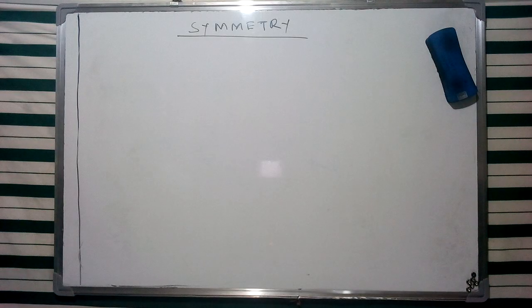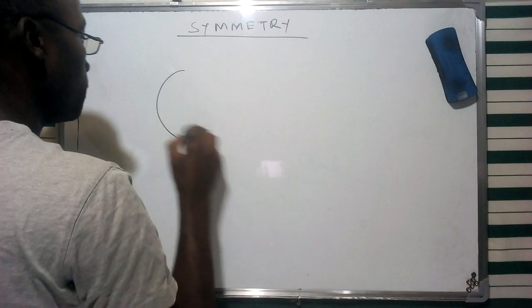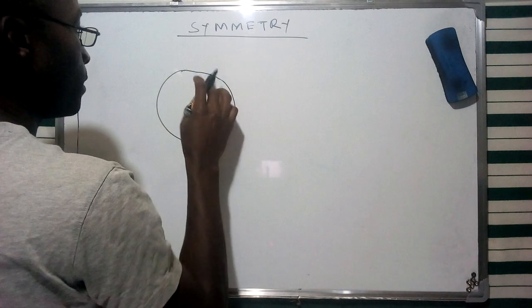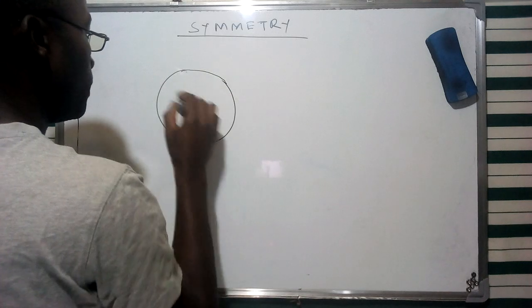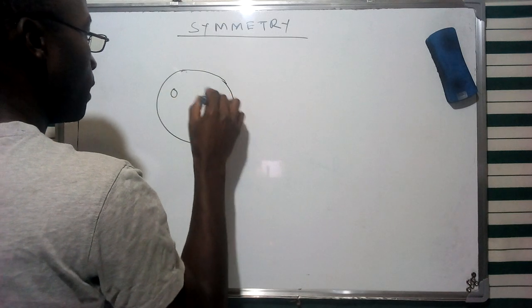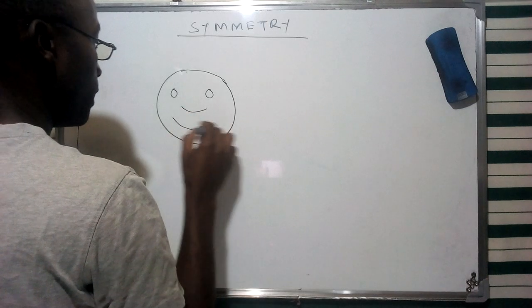Today we're going to look at a concept in geometry, and this is the aspect of symmetry. Now, if we try to consider an object that can give us an illustration, just for illustration purposes, suppose we have an object like a human face shown as such.